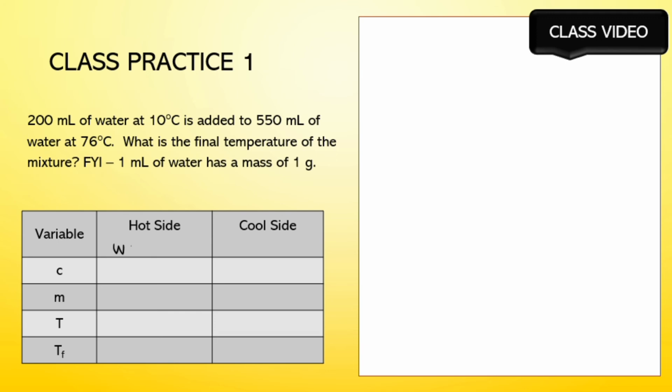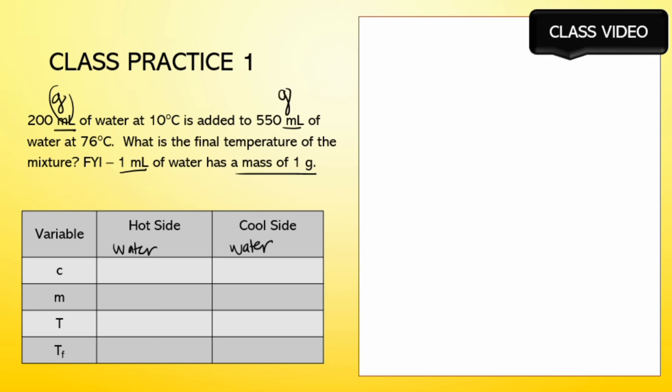So I know that I'm going to have water here. I'm going to have water here. And, oh, I have milliliters, but I see down here I have told myself that 1 milliliter of water has a mass of 1 gram. So what I can do is just change this to grams and this to grams.